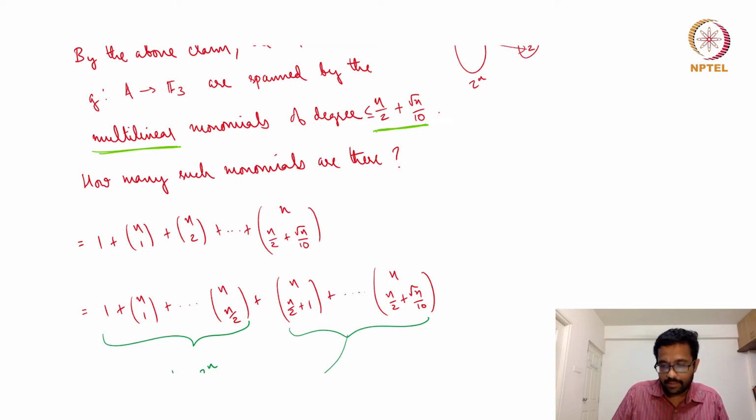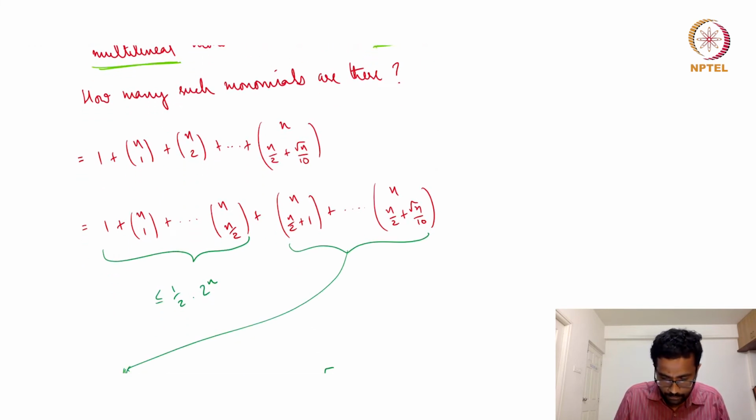So the degree is at most n by 2 plus square root n by 10. So it is just the number of ways to choose. There is one constant term, and I'm not counting the coefficients now. N choose 1 is the single degree terms. N choose 2 where you choose xi and xj, and so on up to n choose n by 2 plus square root n by 10. So up to n choose n by 2, up to the halfway mark.